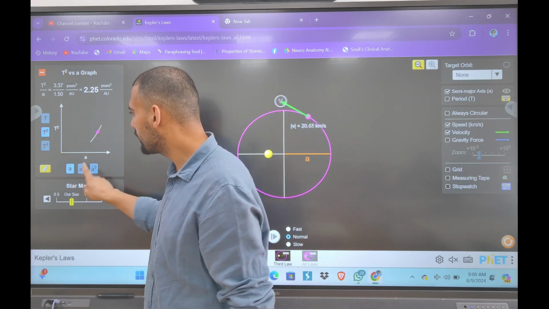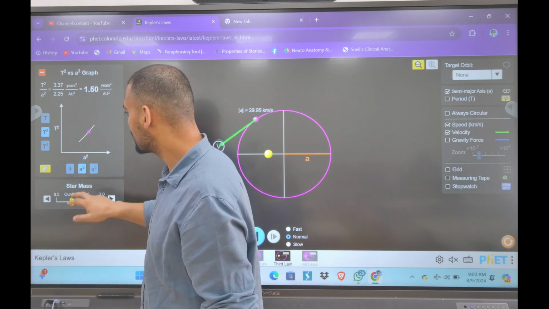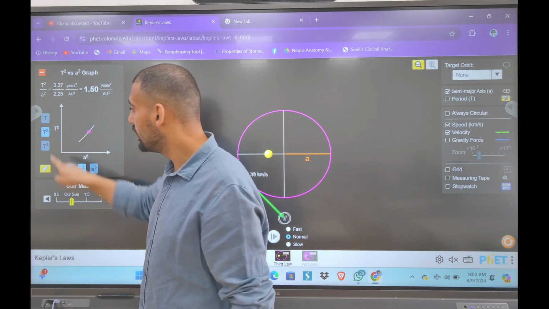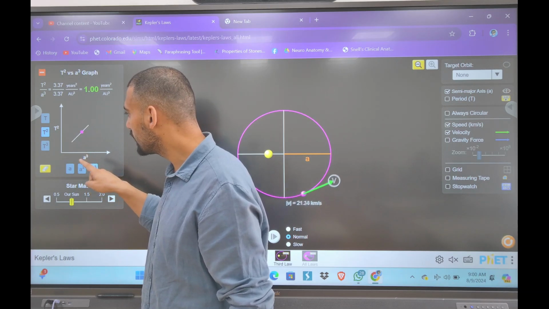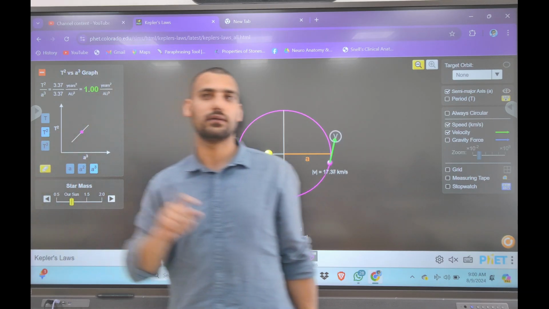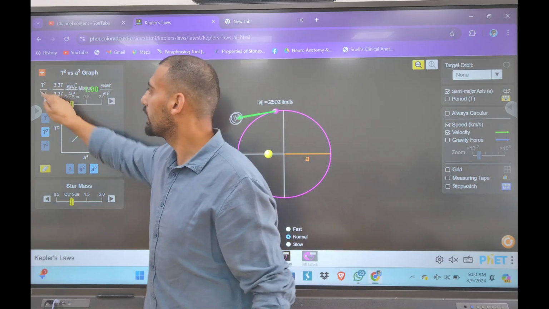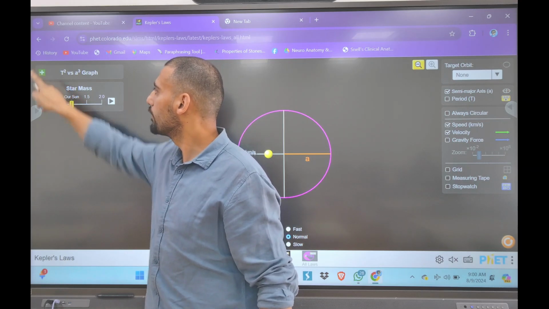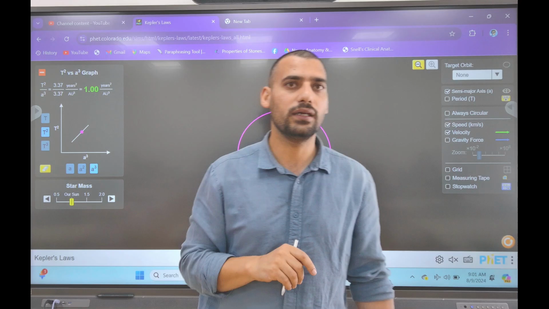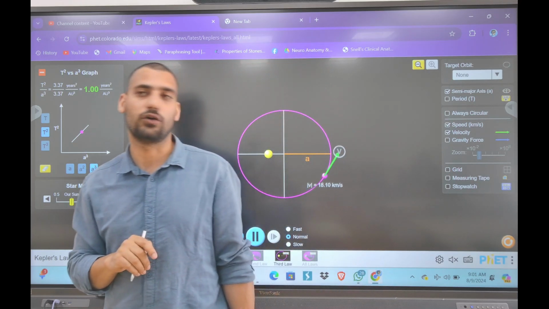He plotted T square with A square. The graph is again some curve. But when he plotted T square with A cube, it is a straight line passing through the origin. Therefore, he came up with the conclusion that T square is directly proportional to A cube. Is that fine? This is the third law, the law of the periods.